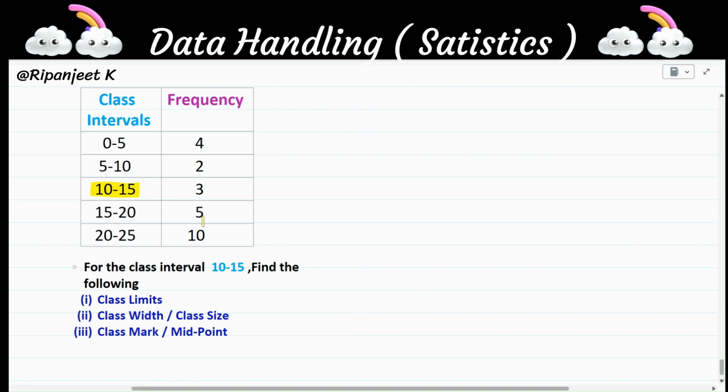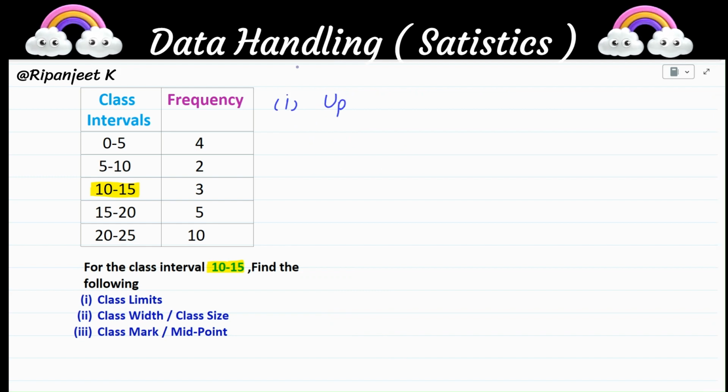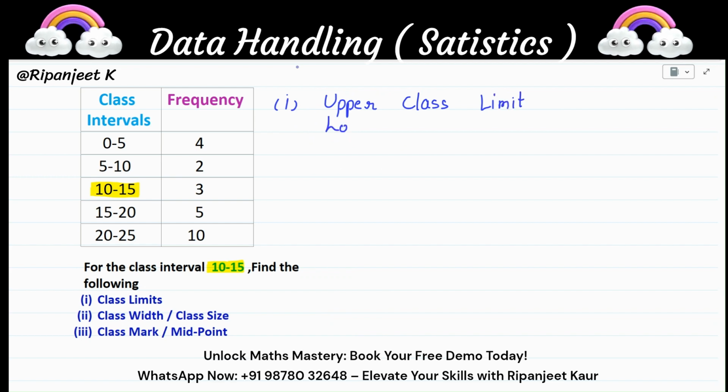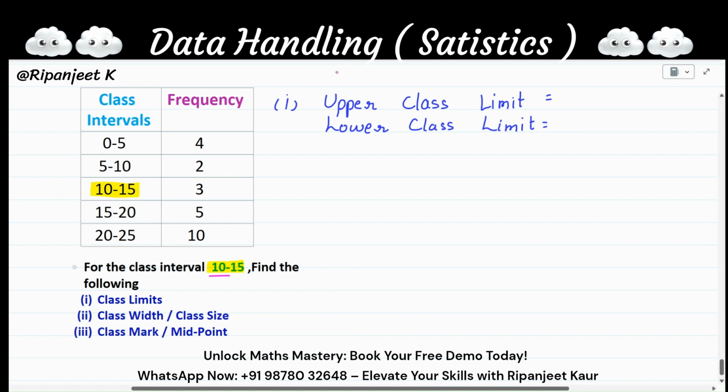Now, before knowing the class limits for 10 to 15, what are class limits? Well, the class limits are of two types. First is the upper class limit, and the second one is the lower class limit. Now, what is the upper class limit and lower class limit, and for which interval do we have to find it? For the interval 10 to 15.